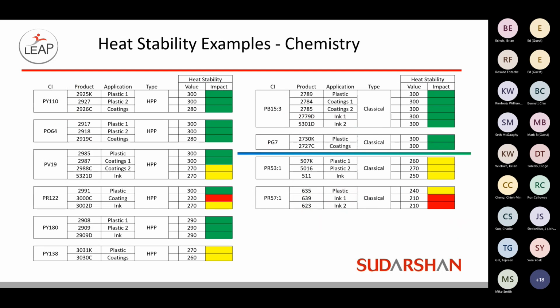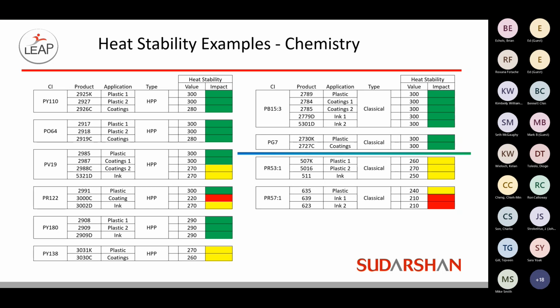But when we go back to that chart of all of the chemistries that we took a look at, again, on the left-hand side is all the high-performance pigments. And overall, we can see a big difference between the high performance and the classical, which we mentioned earlier as being the key difference between the two groups of pigments, where the high performance pigments have a higher heat stability rating versus the classical. However, within each chemistry, the different grades do present themselves a little bit differently with respect to heat stability as well.